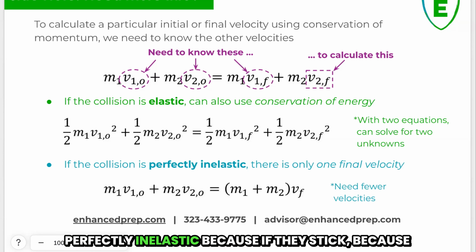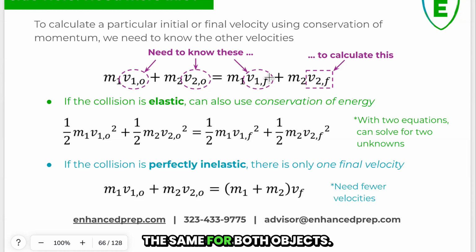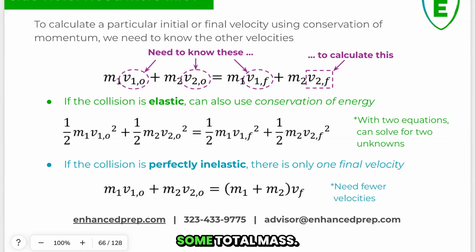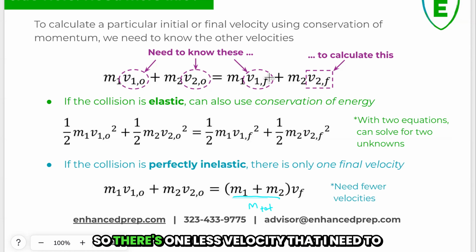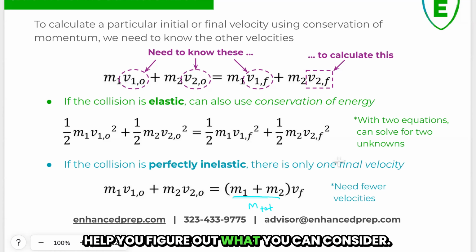Perfectly inelastic: because they stick together, the final speed is going to be the same for both objects. We can think of it as one thing, and then it just has some total mass, m total. So there's one less velocity, one less speed, that I need to consider if it's perfectly inelastic. But knowing those words helps you figure out what you can consider.